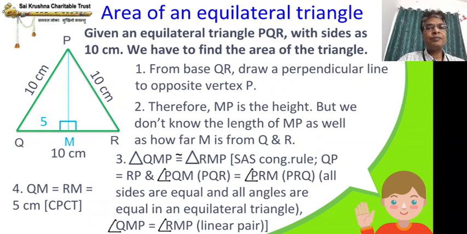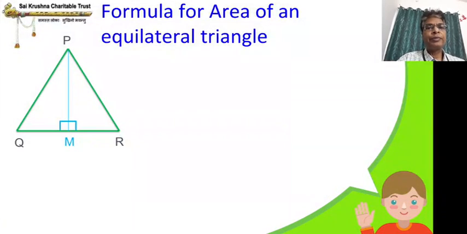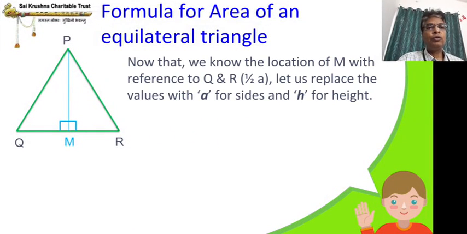We'll go to the next page. It's okay. I have put 5 also. So here what I am going to do, we know the location of M with reference to Q and R. Now we know QM equal to MR equal to half A. So I will mark that A, half A. Now I am removing the values and I am putting A and H, so that we are going to find a formula for the area of an equilateral triangle.